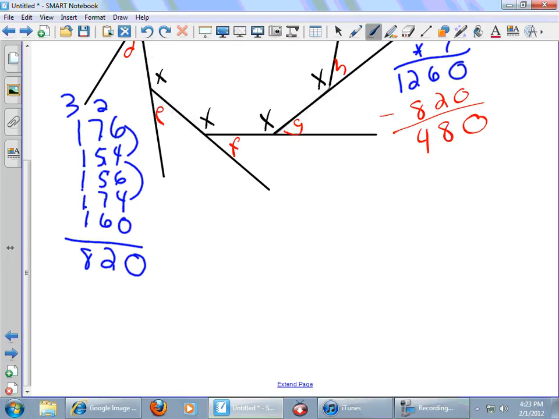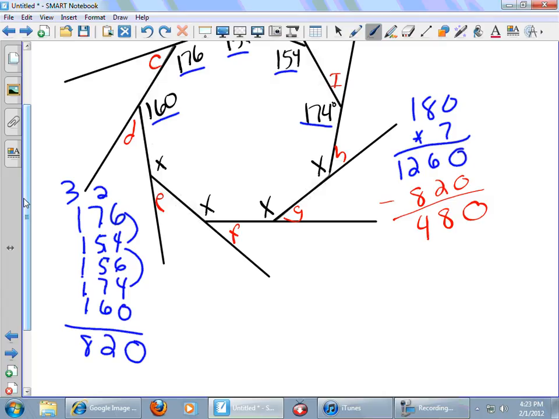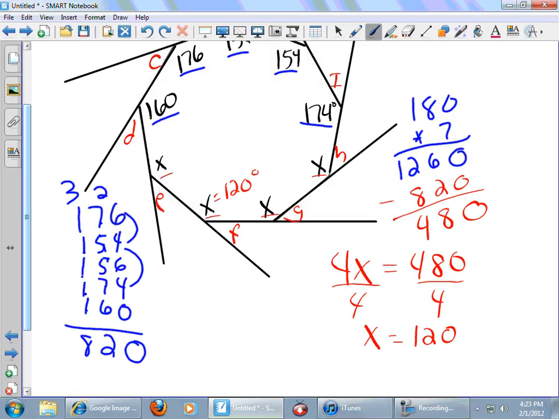All right, 480. Now, how many angles are making up that 480 degrees? Well, 1, 2, 3, 4. There are 4 angles, 4 x's, that all together equal 480. Well, I can just write a little equation and divide by 4. And I believe they're each going to end up being 120 degrees. So x is 120 degrees.